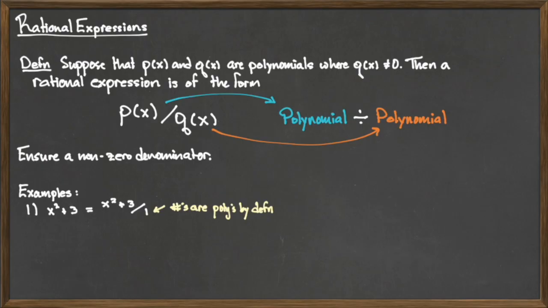So every polynomial is a rational expression, but not every rational expression is a polynomial. The next example has x squared minus x minus 6 divided by 3 minus x. The top and bottom are both polynomials, so this is a rational expression.